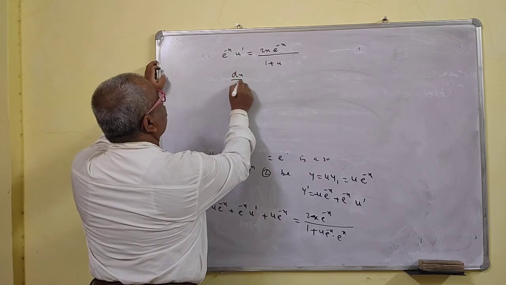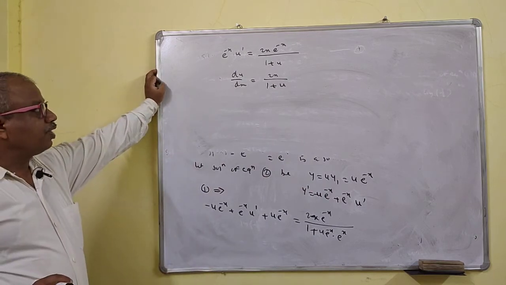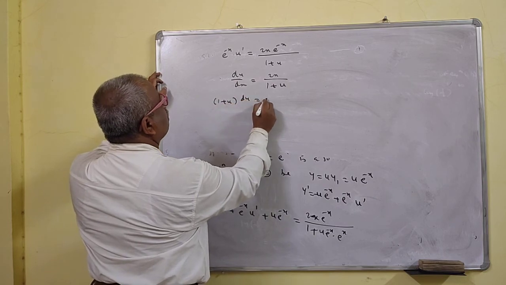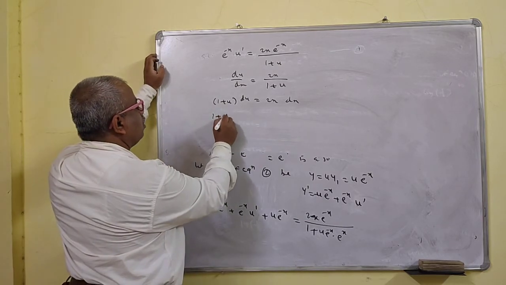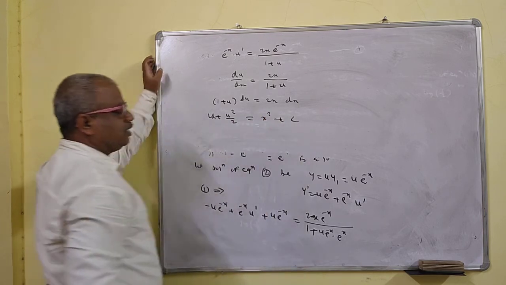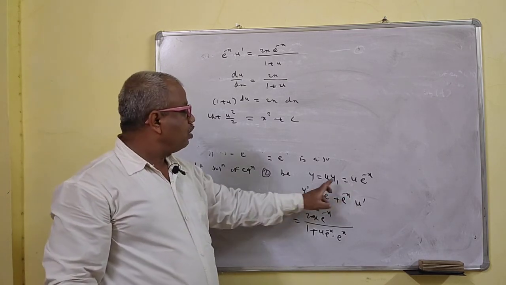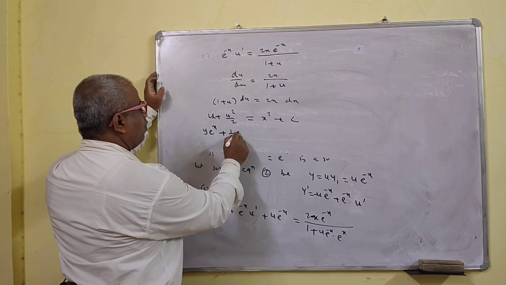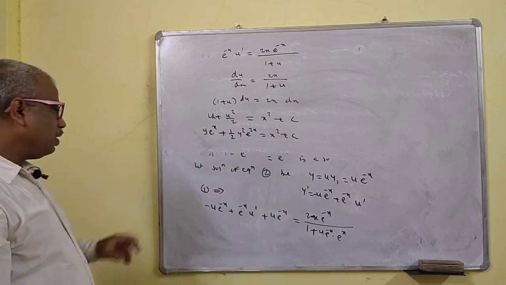So du by dx is equal to twice x upon 1 plus u. I can shift 1 plus u to this side: (1 plus u) du is equal to twice x dx. Integrating, we get u plus u square by 2 is equal to x square, and I will write plus c here. Now I will replace u. What is your u? u is y e raised to x. So y e raised to x plus half y square e raised to twice x is equal to x square plus c. We get a general solution.